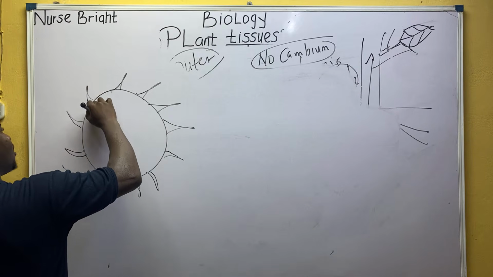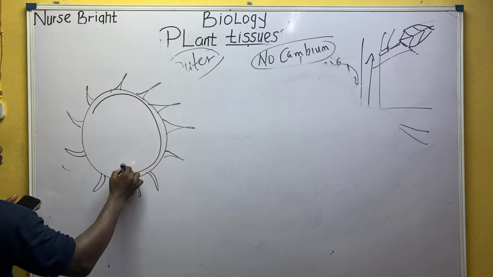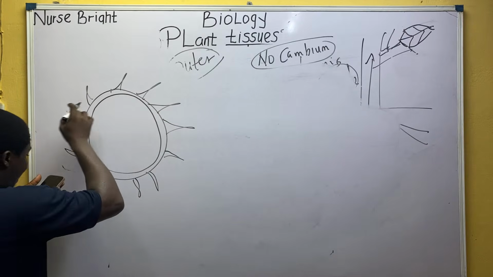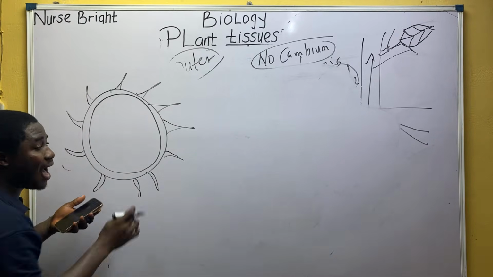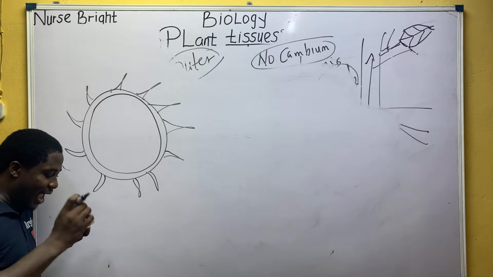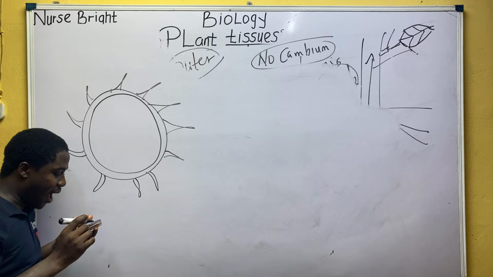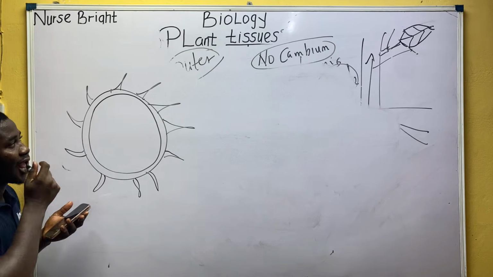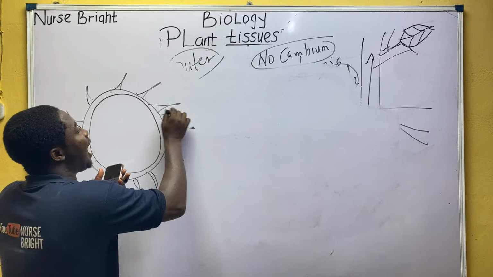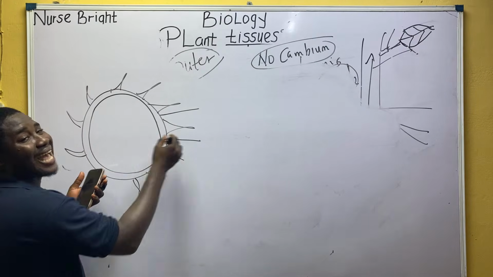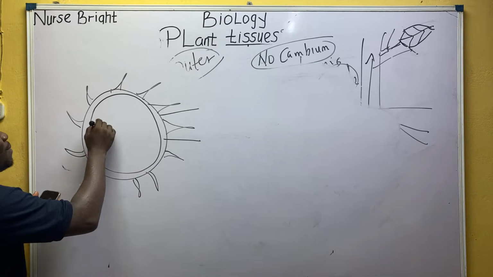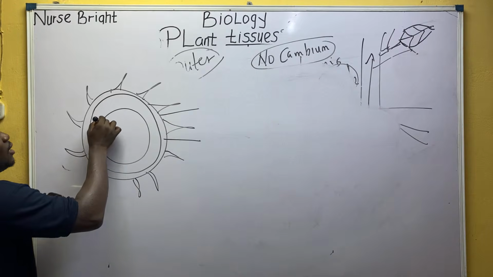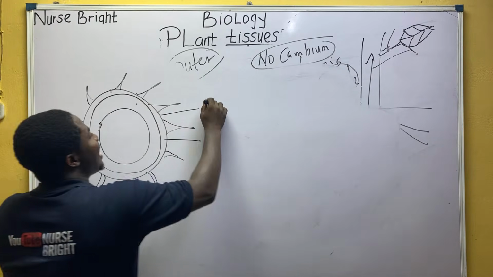First layer we have the epidermis. After the epidermis, we have what we call the hypodermis. The epidermis is the outer one. The inner one is the hypodermis. Listen, the next one is the cortex. Everybody listen, this is the epidermis.